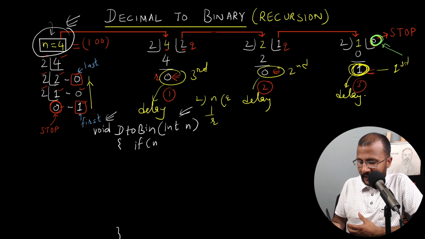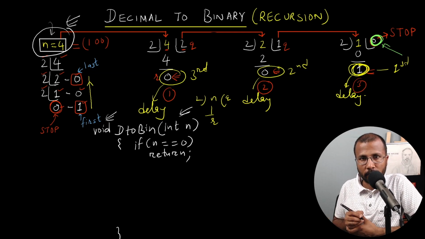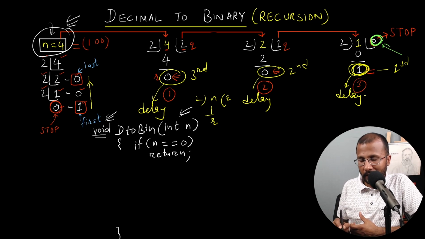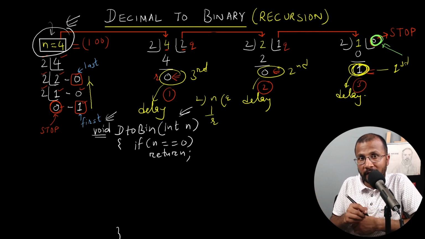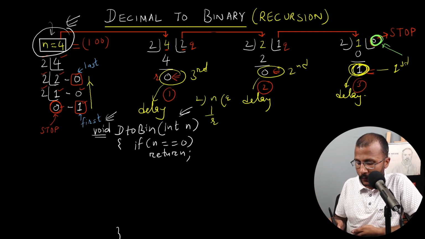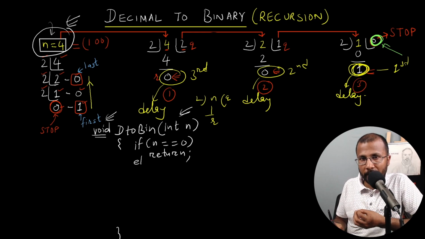So I'll write if n is equal to 0, I'll just return the control back to wherever this function was called. I'll just write return semicolon. Okay. Remember, this is allowed. Although I've given void return type here, I can just write the return statement here. This will simply return the control back to the place where this function was called. So this is the base condition.